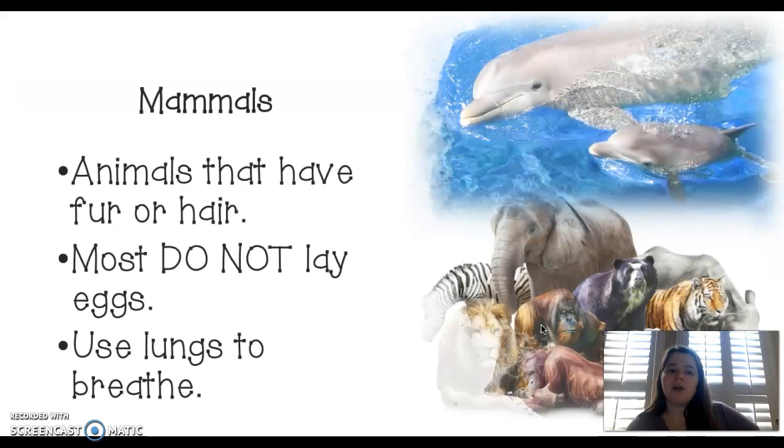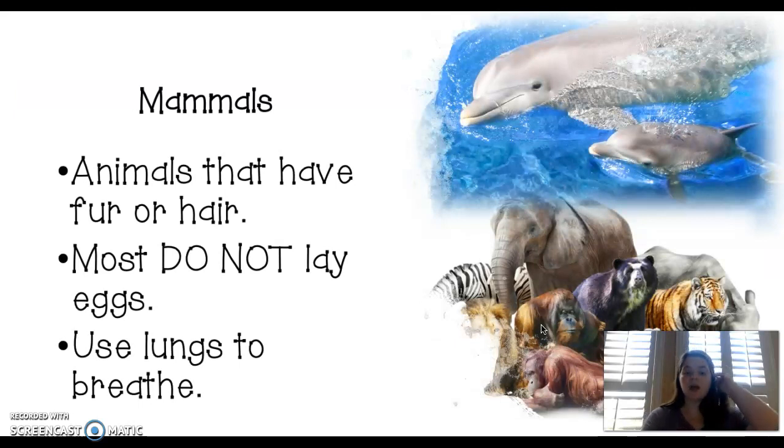And our final category are mammals. Mammals are animals that have fur or hair. So just like our dogs and cats at home, they have fur or hair, and so they are mammals. Most do not lay eggs. Our dogs and cats don't lay eggs, right? And they use lungs to breathe. So just like us, are we a mammal?